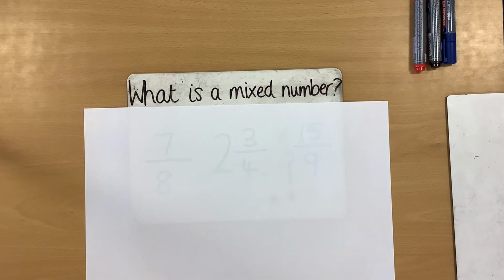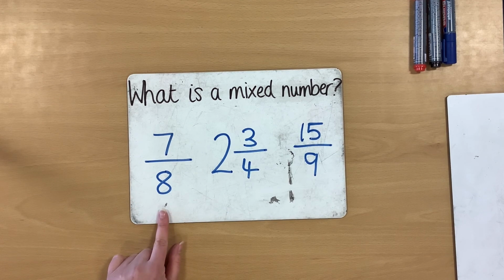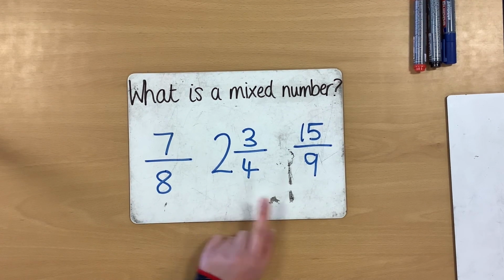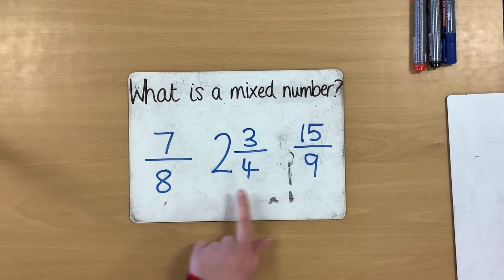As I've said, today we're going to be learning about adding mixed numbers. First of all, I want you to think about, in regards to fractions, what is a mixed number? On the whiteboard here, I have already written 3 different fractions. So we've got 7/8, 2 3/4, and 15/9. I want you to have a think. Out of these 3 fractions, which is a mixed number?